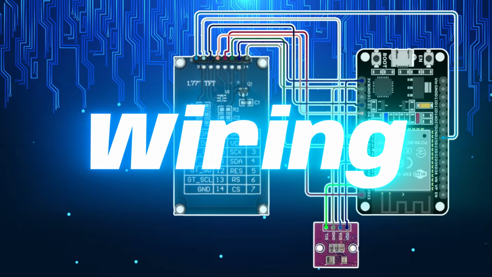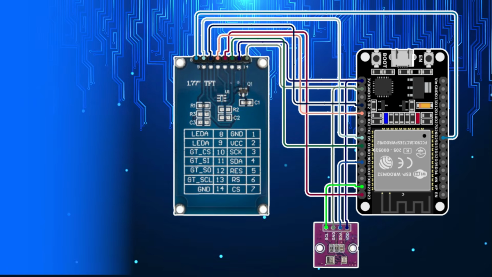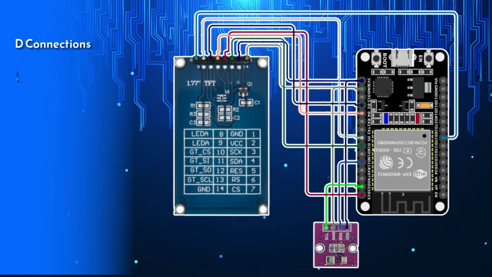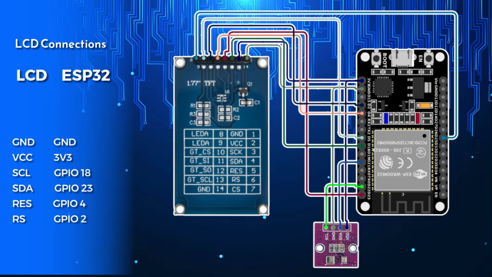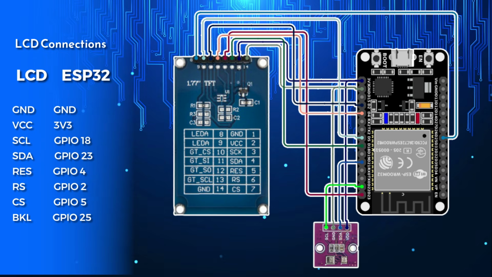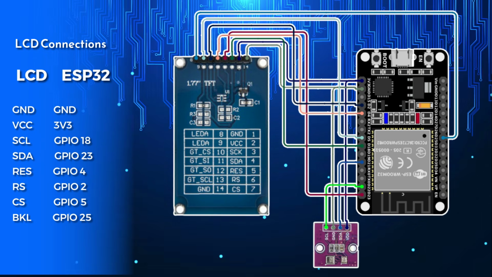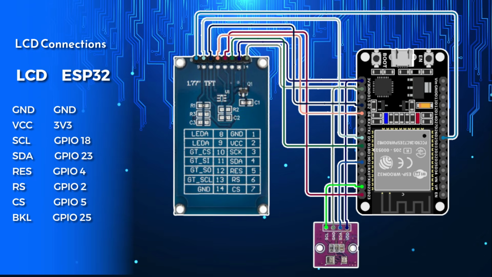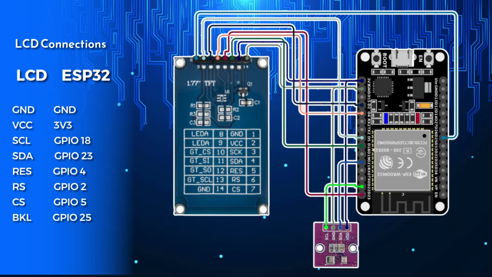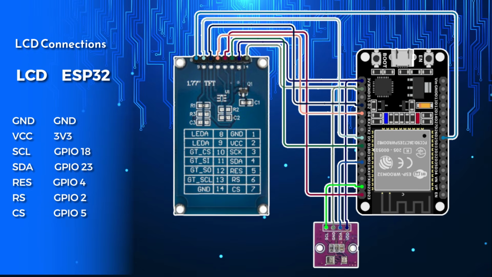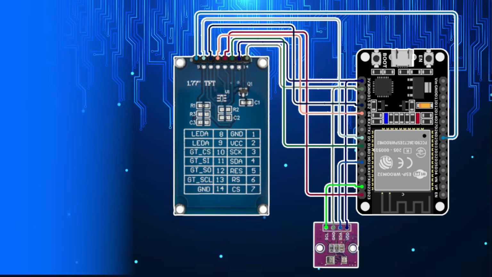Now connect the display and sensor to ESP32. TFT VCC will be connected to ESP32 3.3 volt, GND to GND pin, SCL to GPIO 18, SDA to GPIO 23, RST to GPIO 4, DC to GPIO 2, CS to GPIO 5, backlight to GPIO 25.